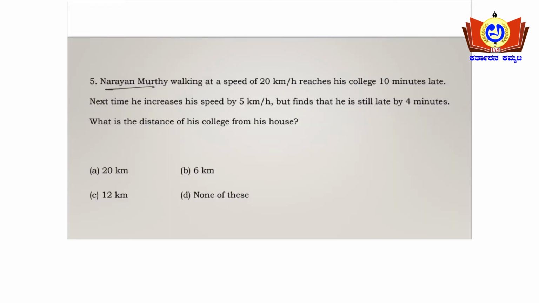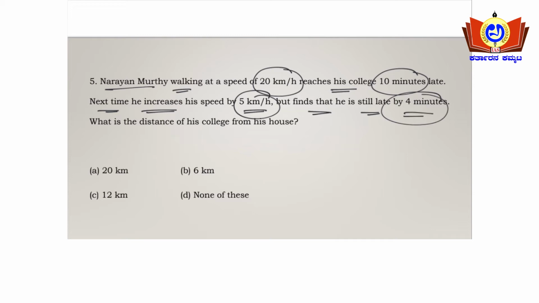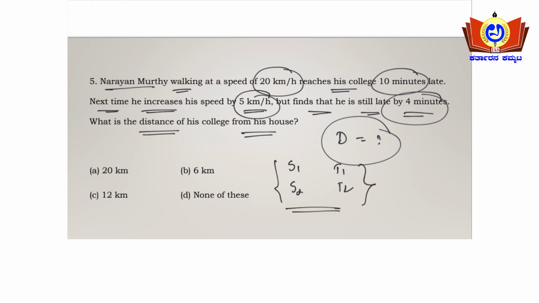Narayan Murthy, walking at the speed of 20 kilometers per hour, reaches his college 10 minutes late. Next time he increases the speed by 5 kilometers per hour, but finds he is still late by 4 minutes. What is the distance of his college? So distance will be question mark here. They have given speeds S1 and S2 and times T1 and T2. So they have asked to find the distance here, which I will be solving in the next page.